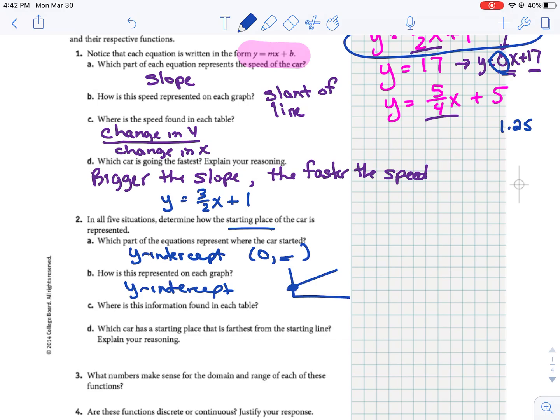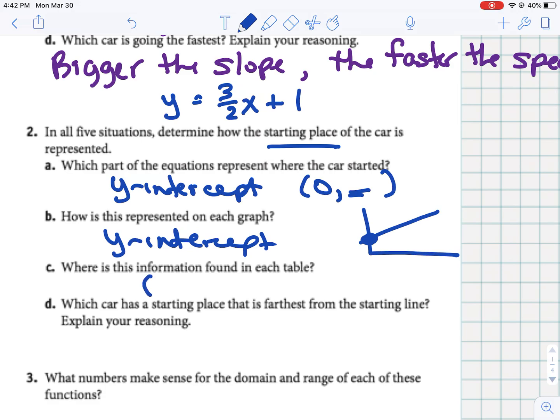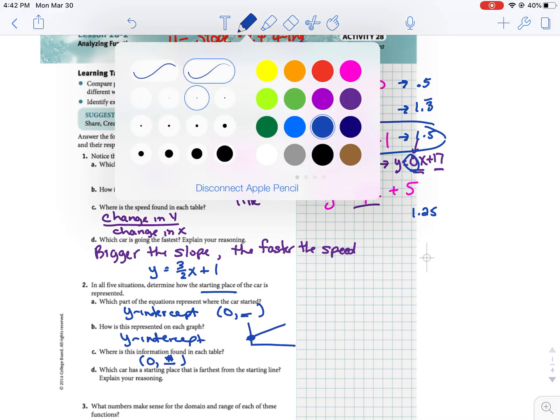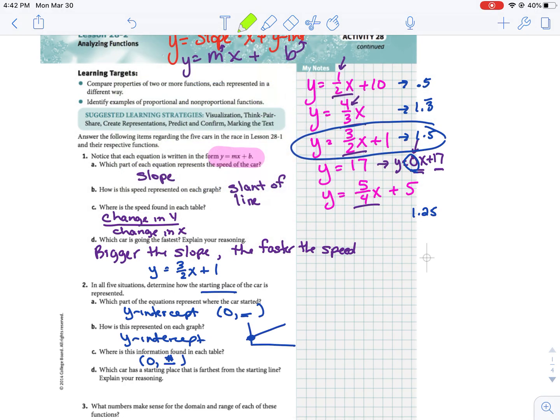When we look at the table, well, we know that the y-intercept is always 0 comma some number, so we can find that y-intercept by looking at the number that's in that blank. And then part D says, which car has a starting place that's farthest from the starting line? So if we go back and look at our equations, I'm going to circle our y-intercepts in this green. So there I had 10. Well, this one technically has a plus 0. Here I have 1. Here I have 17. And then 5. So clearly the biggest number is that 17.